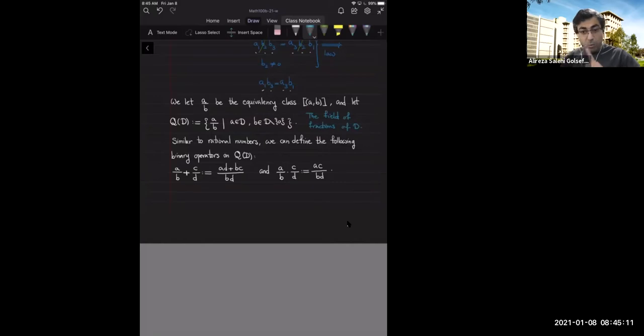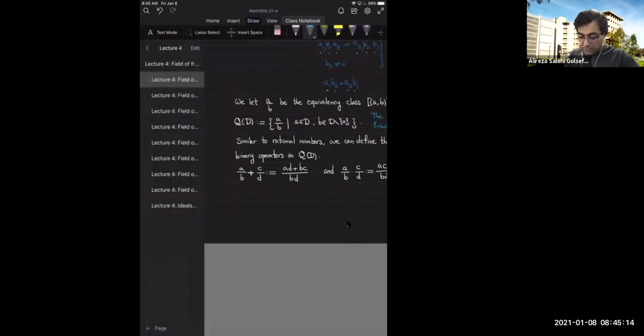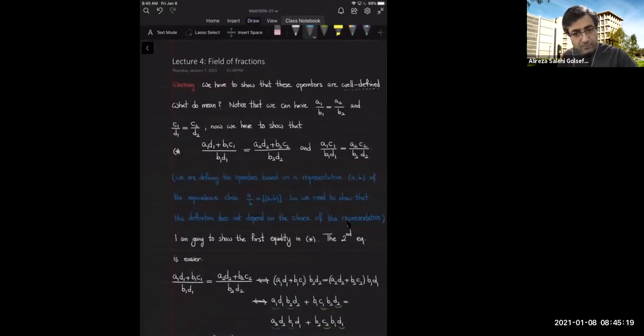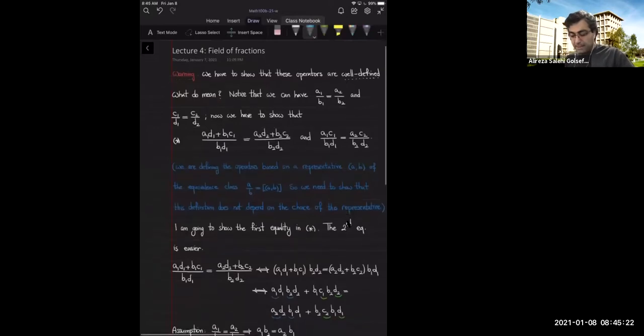Now, there is a warning. What is the warning? The warning is that we have to show these operations are actually well defined. What do I mean by that? You see, the way that I'm defining these operations depends on the choice of the numerators and denominators, even though the fractions can be represented by different numerators and denominators. So what we need to show is that no matter what choice you pick for representing this fraction, you end up getting the same result at the end.